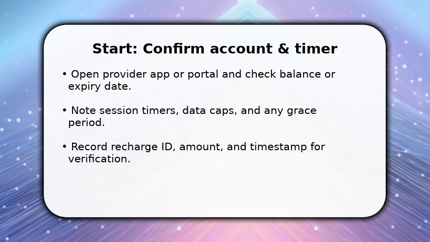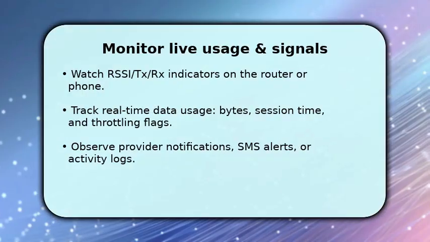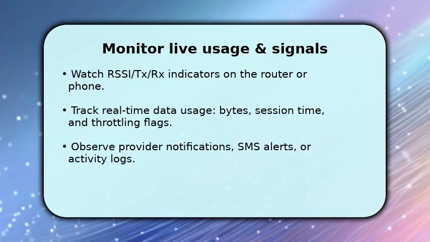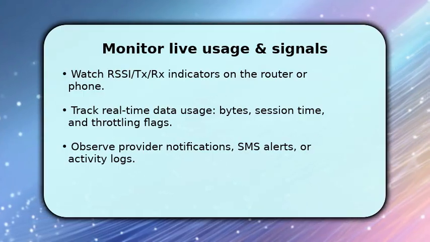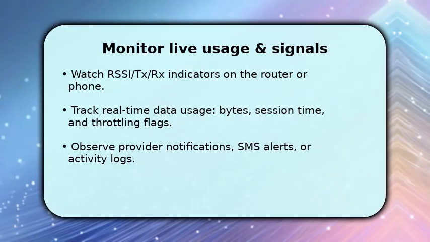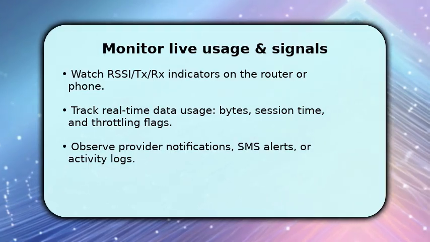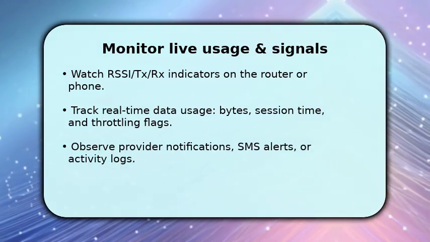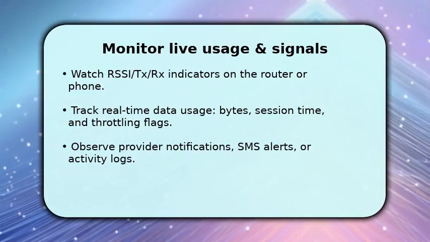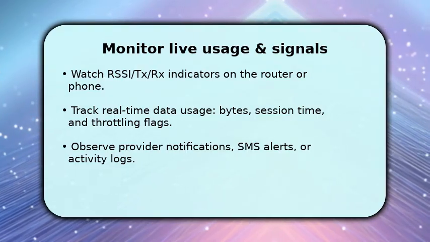Now monitor live metrics. Check RSSI and TX/RX indicators on the router or your phone to confirm active connectivity, and watch real-time data usage counters to see how much allowance remains. As you watch, compare session time with the expiry timestamp. Throttling or sudden speed drops usually mean the recharge has been consumed. Also, make sure to read provider SMS alerts and activity logs.